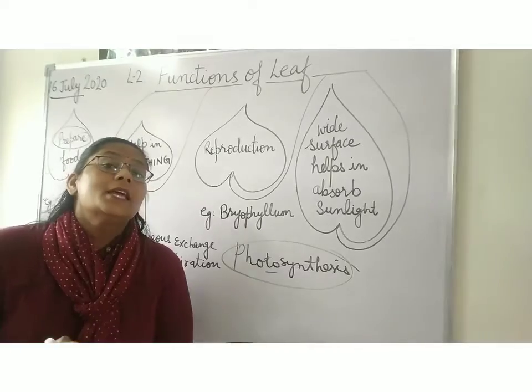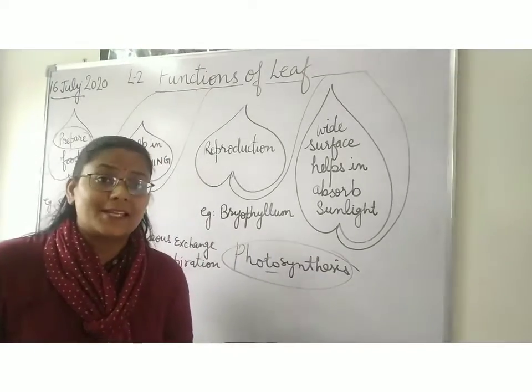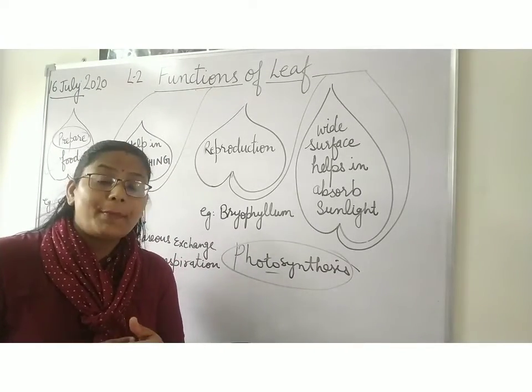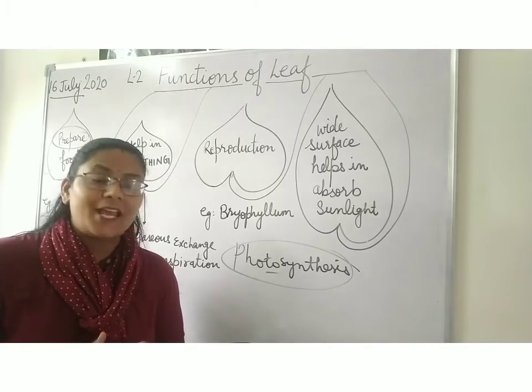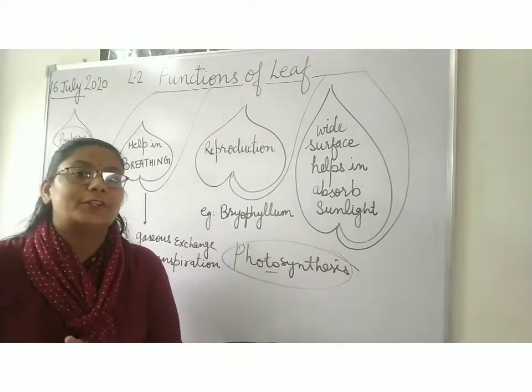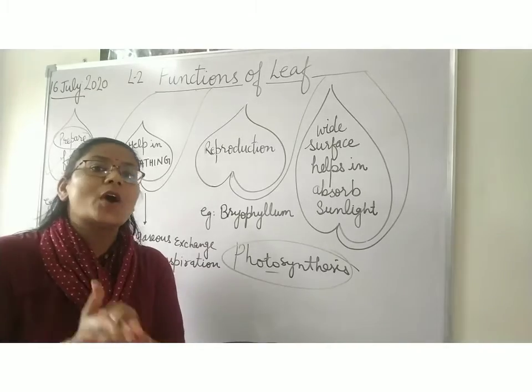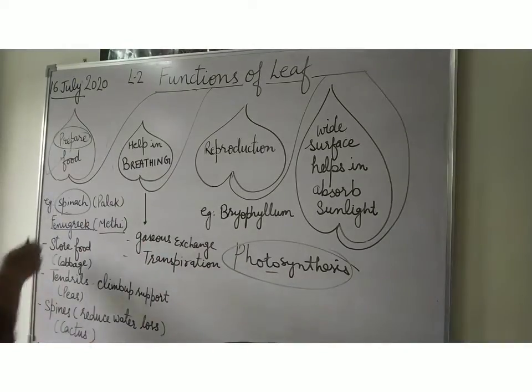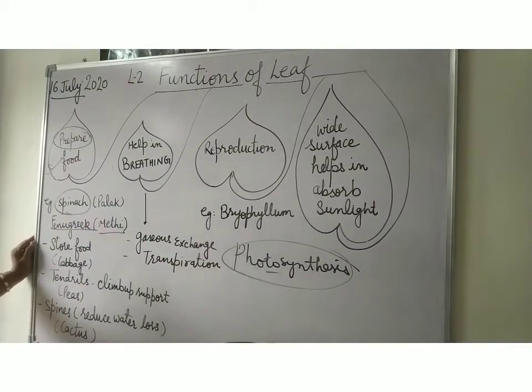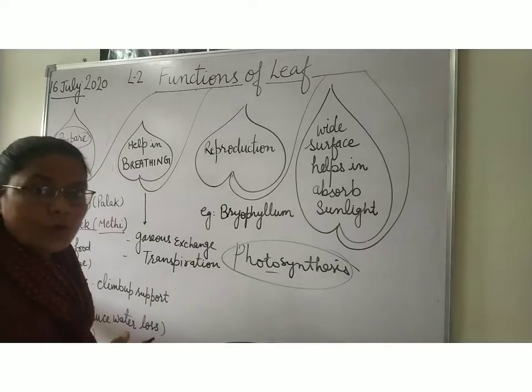So plants, in the presence of chlorophyll and sunlight, take carbon dioxide and water, and the leaves prepare food for the plants and provide it to other parts of the plants. Other than preparing food, the leaves also store food.